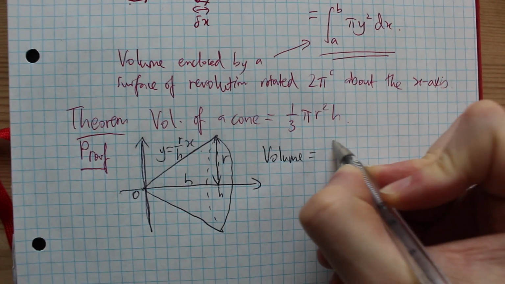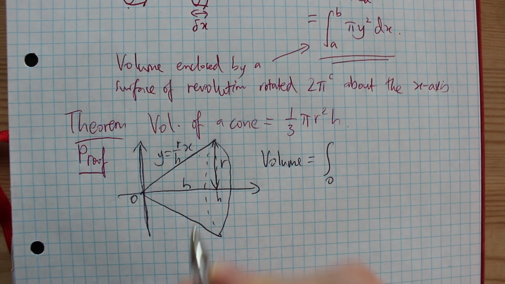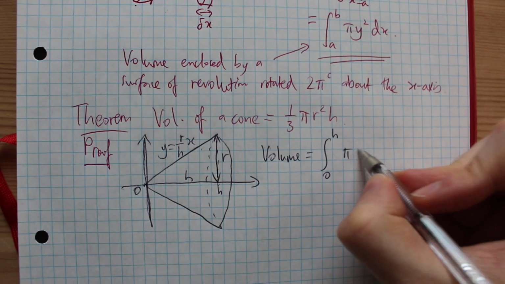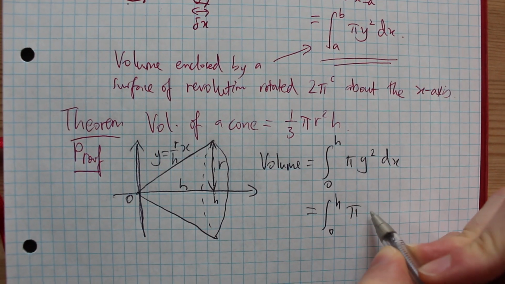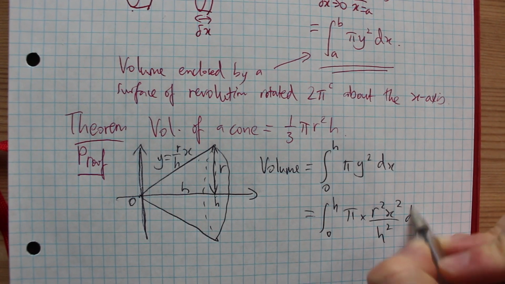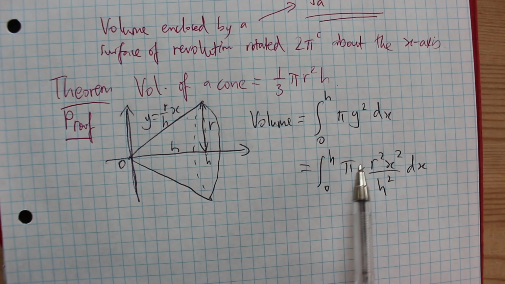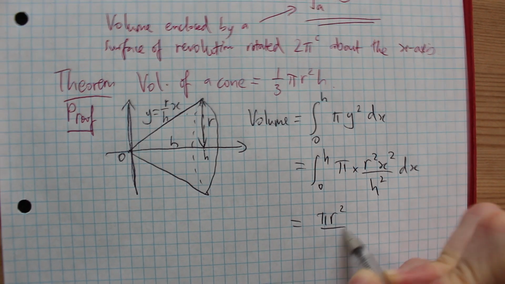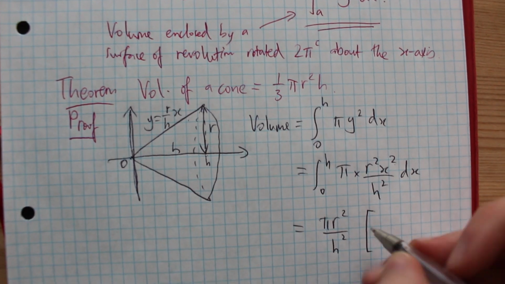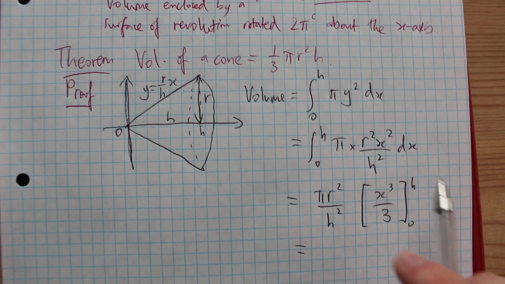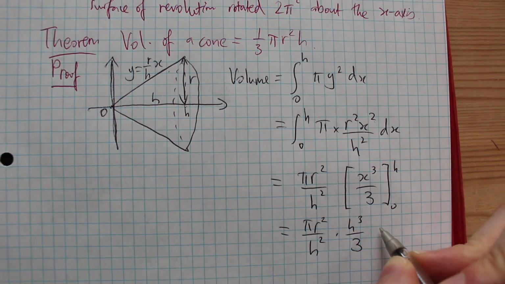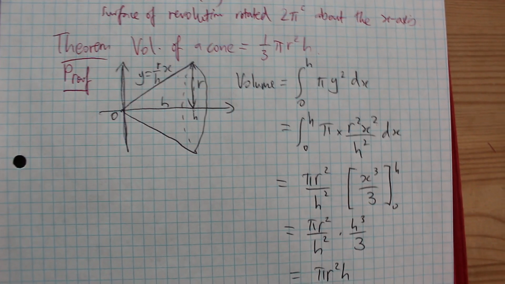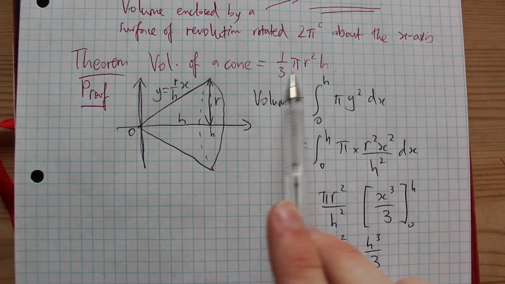So the volume of the cone is the integral, where x goes from 0 to h, of pi times y squared dx. And then what's y? Well, y is r over h times x. So this is pi times r squared x squared over h squared dx. r and h are just constants, and pi is a constant, so we can take all of those outside, and then let's integrate x squared. That will give us x cubed over 3 between 0 and h. If we put in 0, we're not going to get anything, so we just need to put in h. So we have pi r squared over h squared times h cubed over 3. And that is equal to pi r squared h over 3. So we've proved that the volume of a cone is 1/3 pi r squared h.